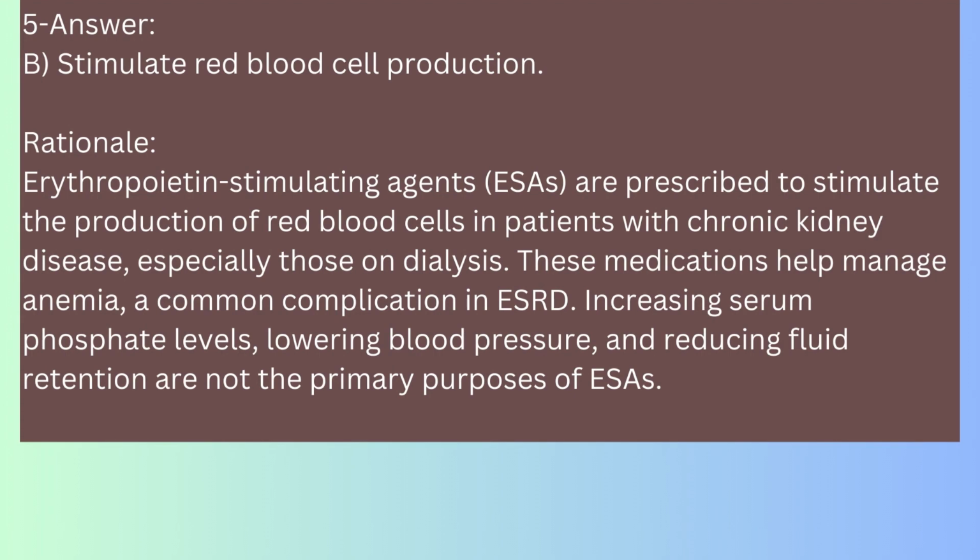Rationale: erythropoietin-stimulating agents (ESAs) are prescribed to stimulate the production of red blood cells in patients with chronic kidney disease, especially those on dialysis. These medications help manage anemia, a common complication in ESRD. Increasing serum phosphate levels, lowering blood pressure, and reducing fluid retention are not the primary purposes of ESAs.